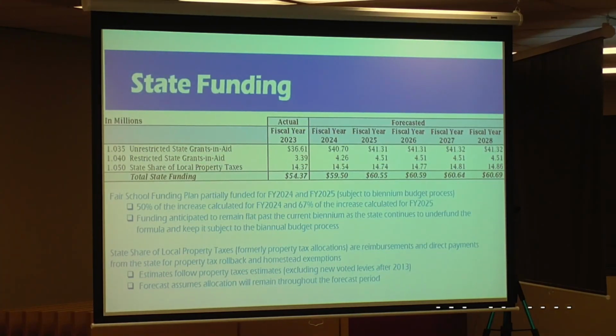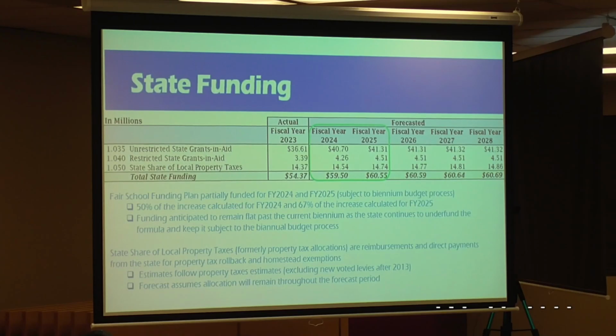So let's talk a little bit about state funding. State funding is subject to the biennium budget process, and it's projected to be 27% for the current fiscal year. The current fiscal year biennium covers 24 and 25, right there.